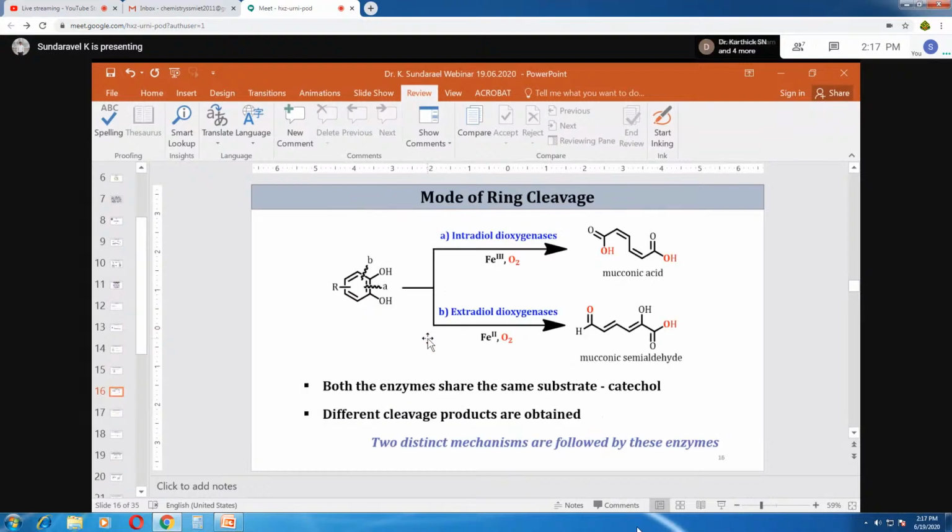So again, we come to the mode of ring cleavage. As we have already discussed, two different modes are possible, so one will end up with two different products. One is the diacid, the other one is the monoacid. Both enzymes share the same substrate, catechol, but the cleavage products are entirely different. It clearly indicates that the mechanistic pathway is not the same for these two enzymes, but they follow different pathways to cleave the catechol.